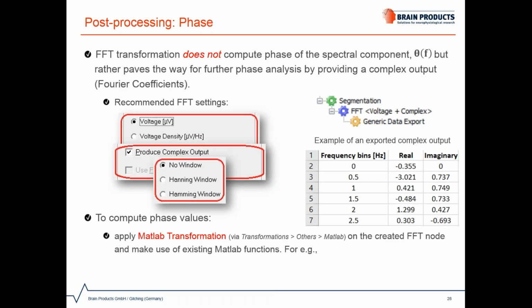Within the MATLAB transformation, you can make use of the ATAN2 and ATAN2D functions to compute phase information either in radians or in degrees. So this is really brief information, but if you intend to analyze phase information and need further assistance, please feel free to contact us or send us an email via our email account support@brainproducts.com.